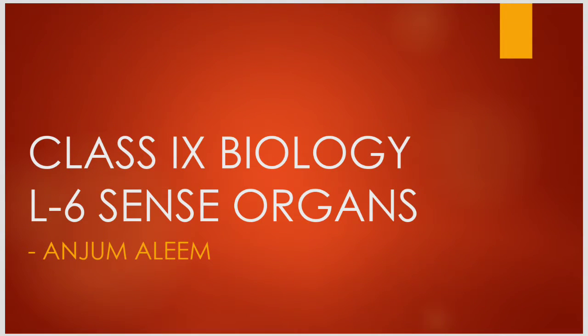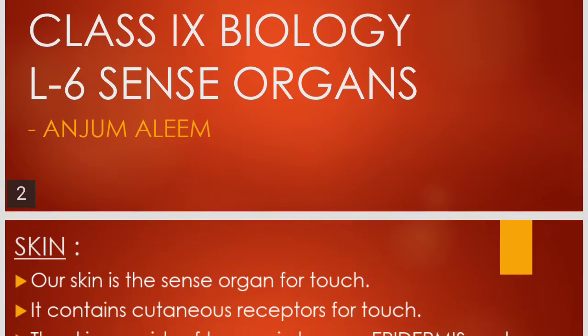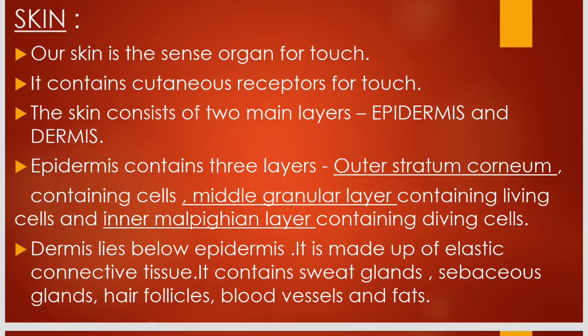We are in lesson number 6, sense organs, and we have so far covered eyes, ear, nose and tongue. Today we are going to deal with the last sense organ, and that is skin. Yes, children, skin is the largest organ of our body. Yes, it is present all over the body, right? So it is the largest organ of our body. Our skin is the sense organ for touch.